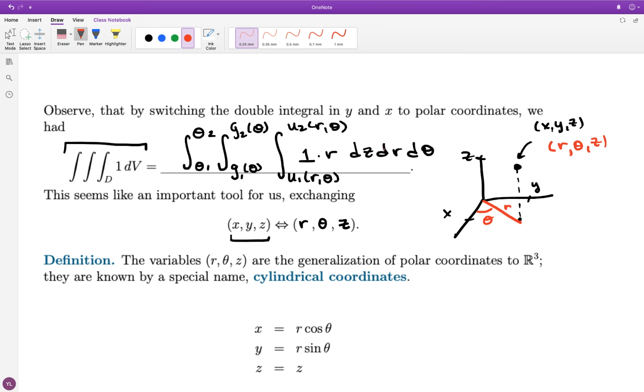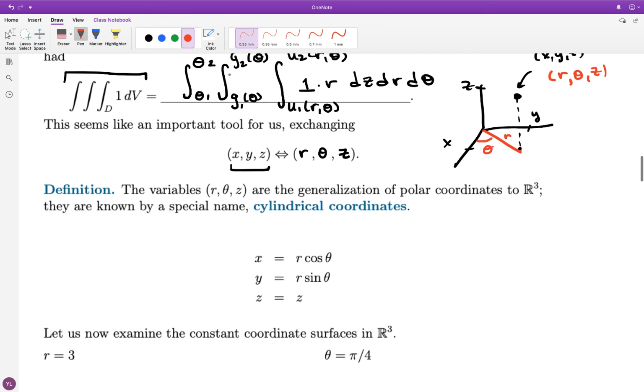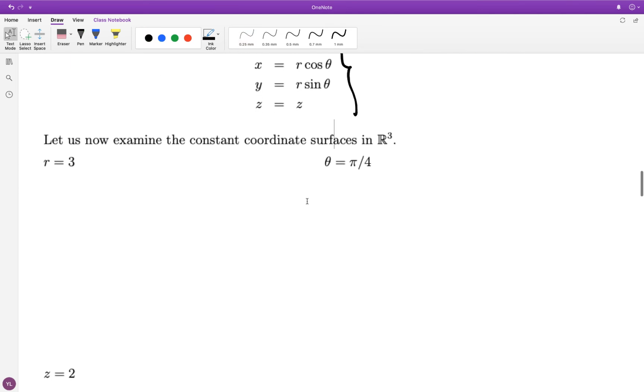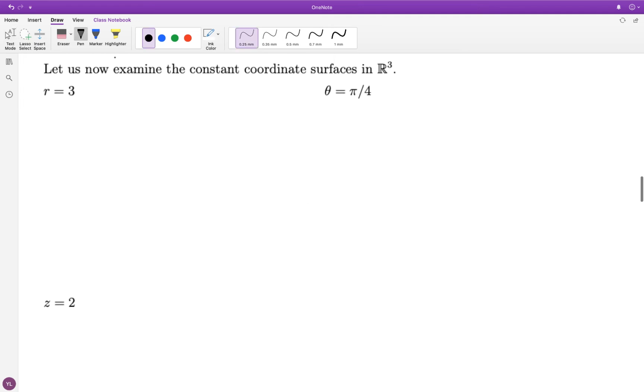And it cleans up integrals sometimes, especially if you're integrating over regions that are round in some way. So the conversion equations we had from polar are just the exact same. The x and y coordinates are converted to polar this way, and z is just z. So let's take a look at some equations in cylindrical coordinates.